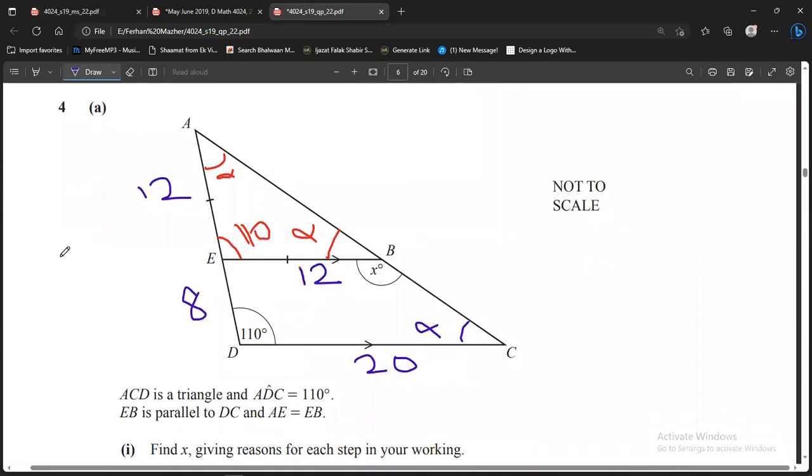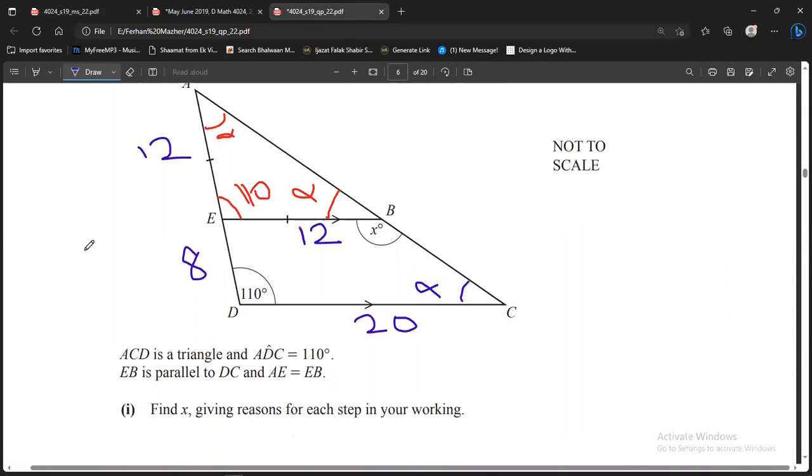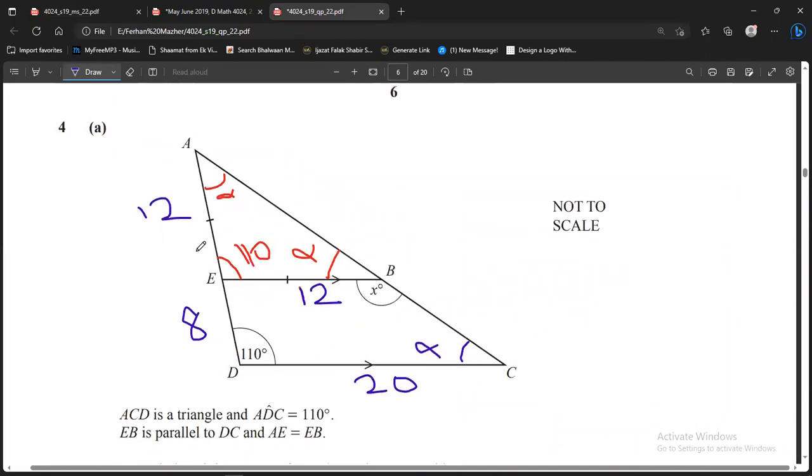Here it says that ACD is a triangle and ADC is equal to 110. Okay. So you know, EB is parallel to DC. These two lines are parallel to each other, and AE and EB, they both are equal to each other. So if they are equal to each other, this is an isosceles triangle. If this angle is alpha, this angle will also be alpha.